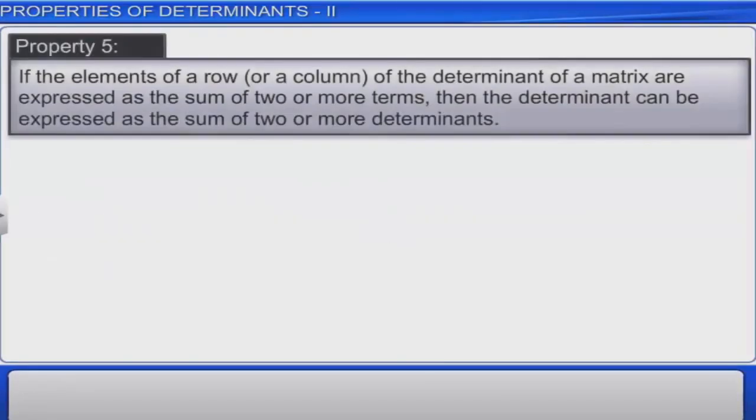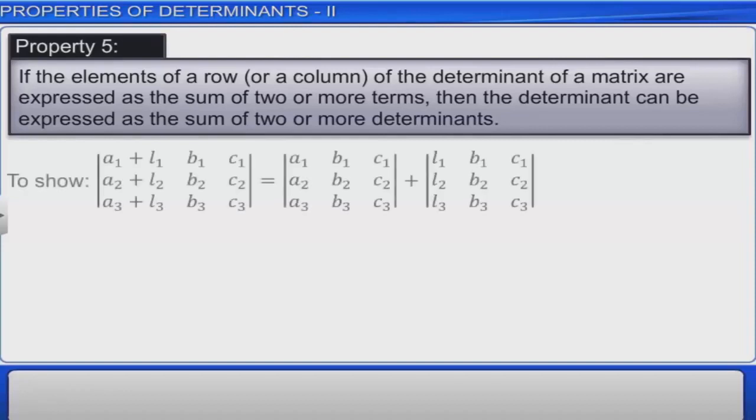Moving on to property 5. It says, if the elements of a row or a column of the determinant of a matrix are expressed as the sum of two or more terms, then the determinant can be expressed as the sum of two or more determinants. Suppose the elements in the first column of a determinant are expressed as the sum of two terms. Let's show the determinant can be expressed as the sum of two determinants.